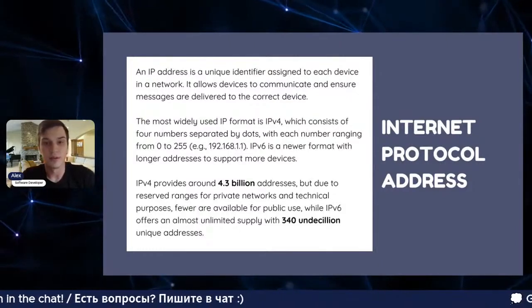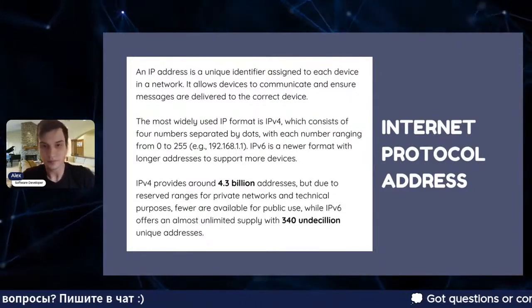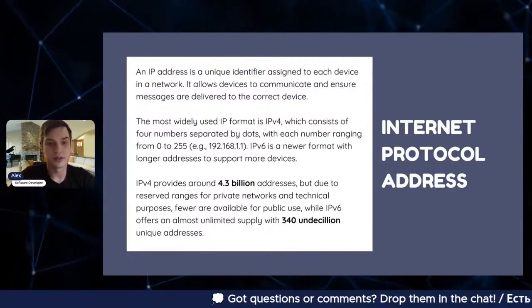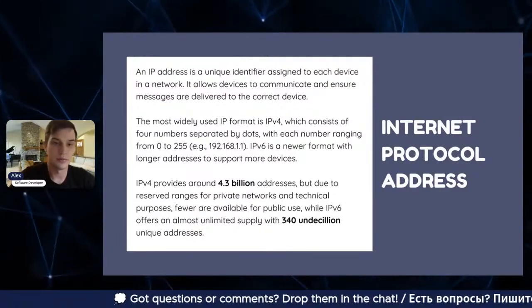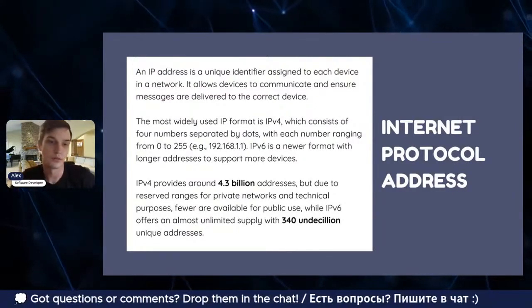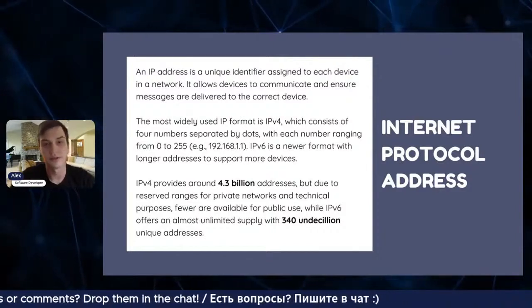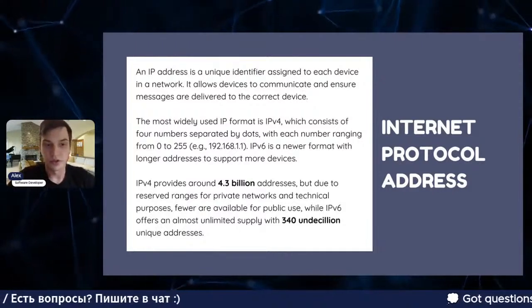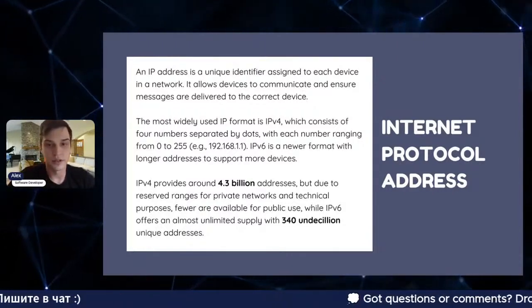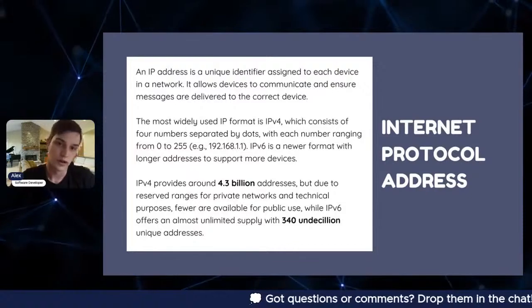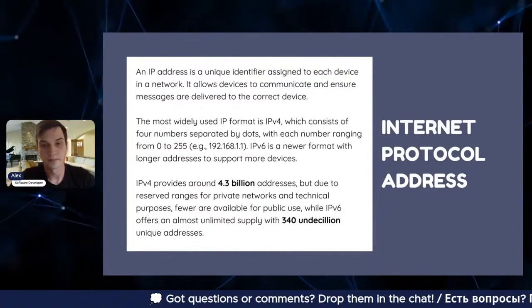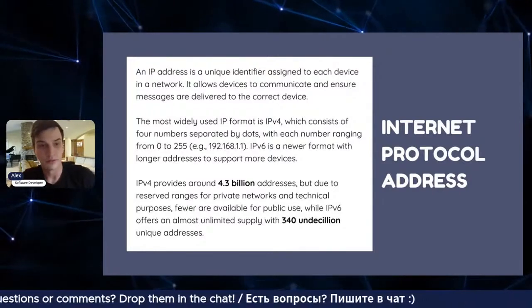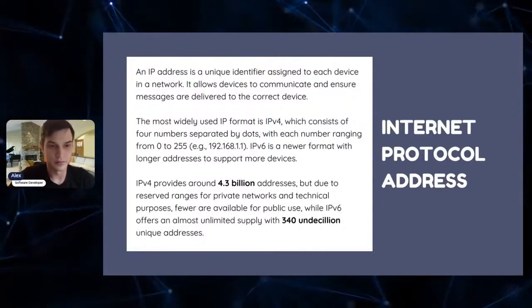And here comes the IPv4 protocol, the IPv4 format of IP address. So it's 4 numbers, which are separated by dots, and each number is from 0 to 255. So for example, the usual IP of a router in a local network is 192.168.1.1. So an IPv4 can provide only 4.3 billion addresses.